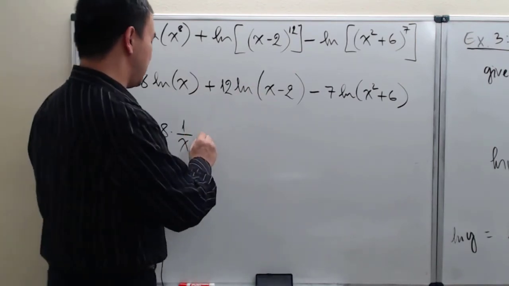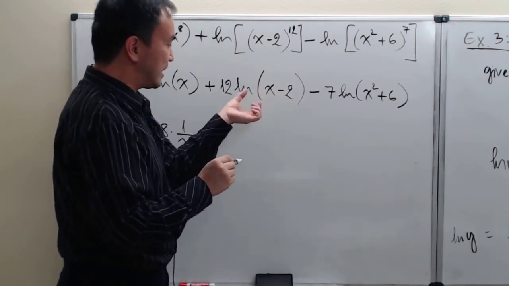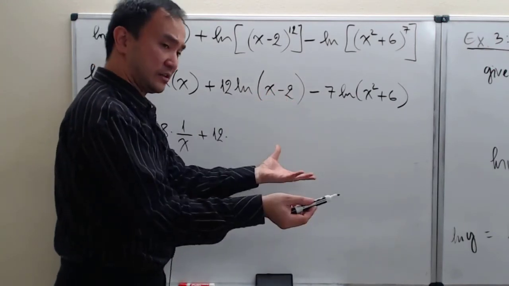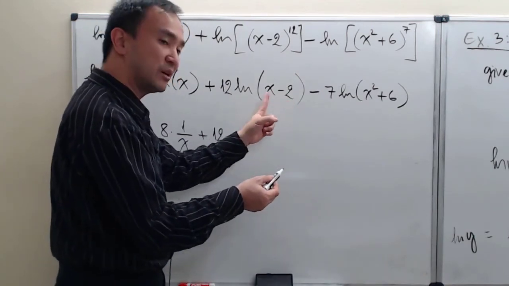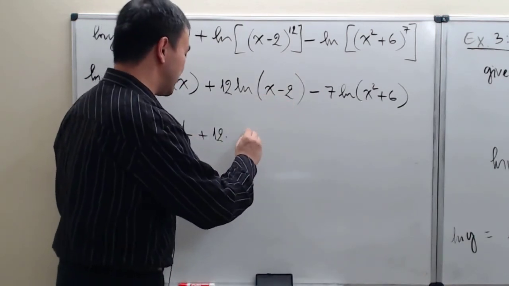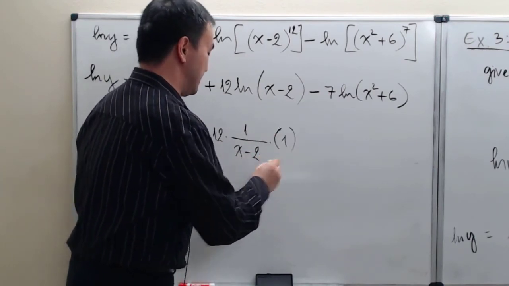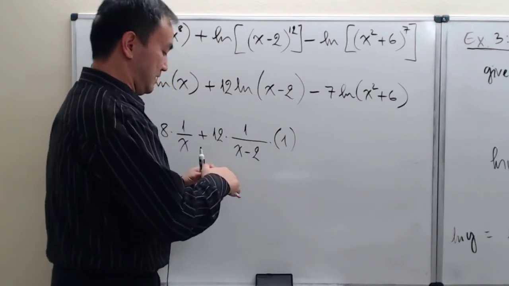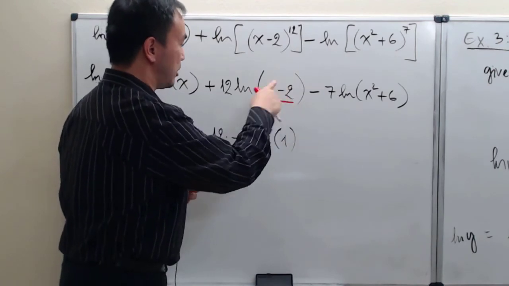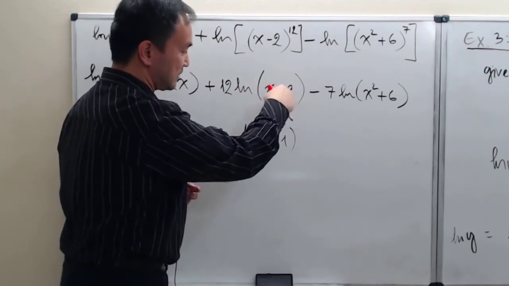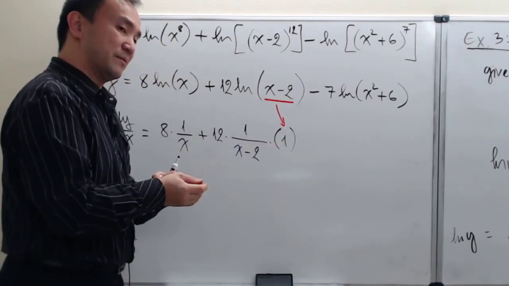The next term right here, 12 multiplied by a log, but the expression inside of my log is a little more than just the ordinary x input variable. So now that means we're going to have to apply a little bit of chain rule here. So 12 times 1 over x minus 2, multiplied with 1, because 1 is simply the derivative according to the chain rule. 1 here is the derivative of that inside expression of our current term, natural log of x minus 2.